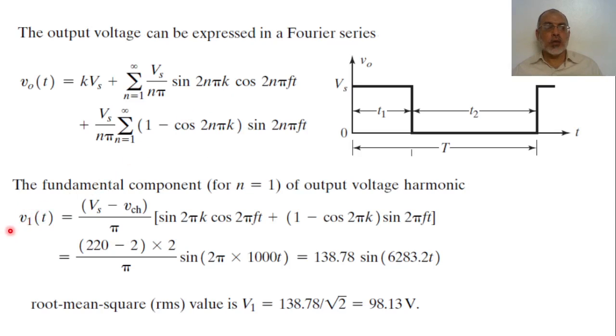So the first harmonic, or the fundamental component, for n equals 1 of the output voltage is obtained by setting n equals 1. So the first harmonic V1 of t would be the value of the source minus the chopper, because we are going to replace any Vs here by Vs minus V chopper, over n pi, with n equals 1, multiplied by sine 2 pi k cosine 2 pi ft. This is the first term based on the cosine, plus 1 minus cosine 2 pi k sine 2 pi ft.